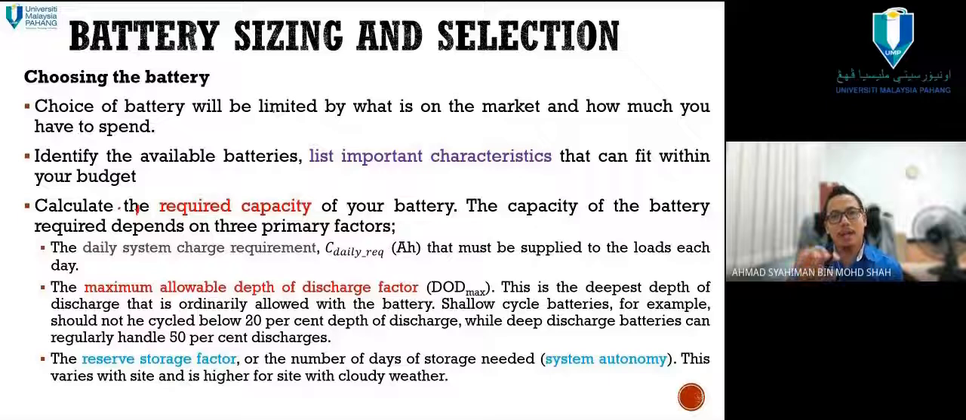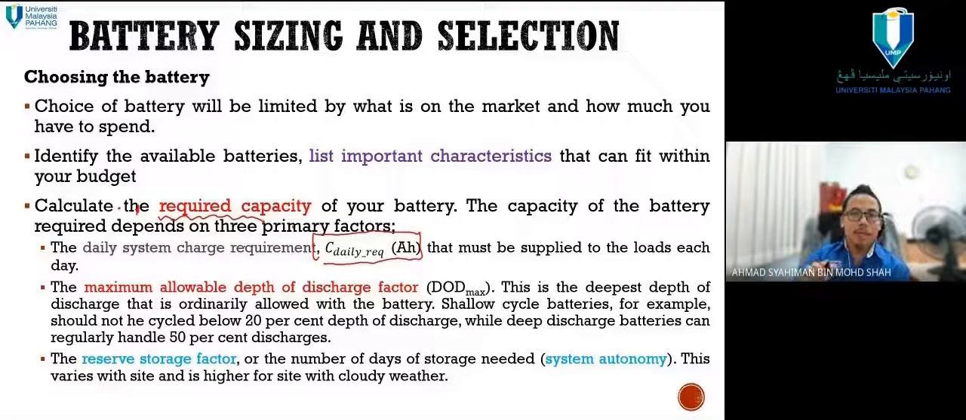Calculate the required capacity of your battery. The capacity of the battery required depends on 3 primary factors. The first is the daily system charge requirement, which we calculated earlier. We need to know the required capacity of your battery based on the factors below: how many Ah we need for our system per day. That's very, very important.